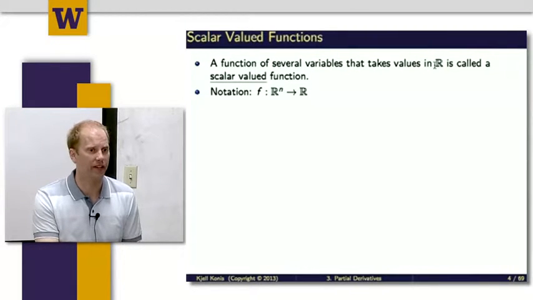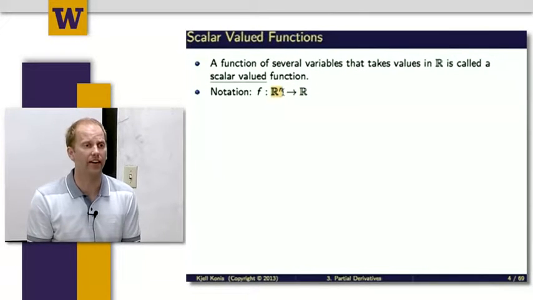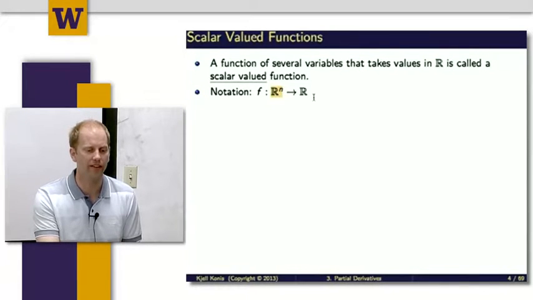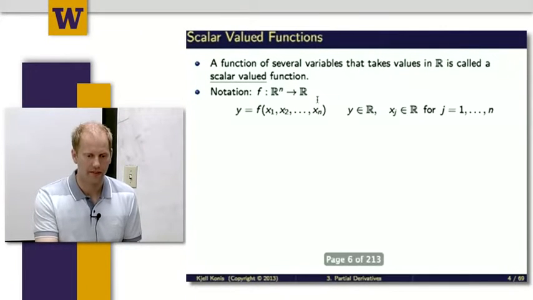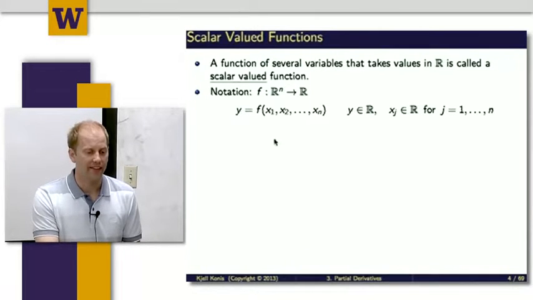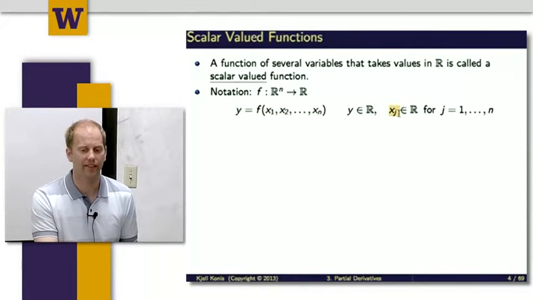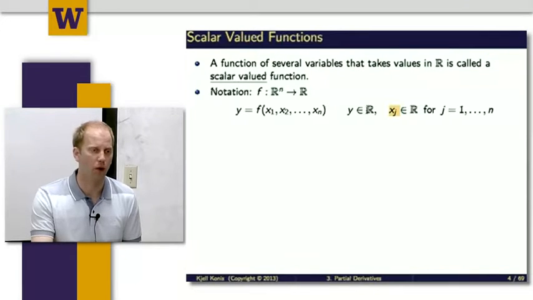And the notation I'm going to use for that is f, that's the name of my function, from Rn into R. So Rn just means that there are n real numbers that are taken as inputs. So this is a function of n variables. And the output is a real number, so it's a single variable output, a scalar function. And so you can think of that just as this. So I have inputs x1, x2, up to xn. Each one of the x's is a real number, and then the output y is a real number.